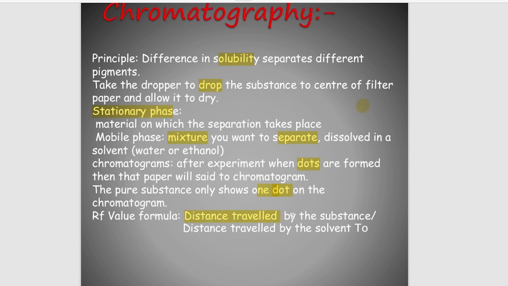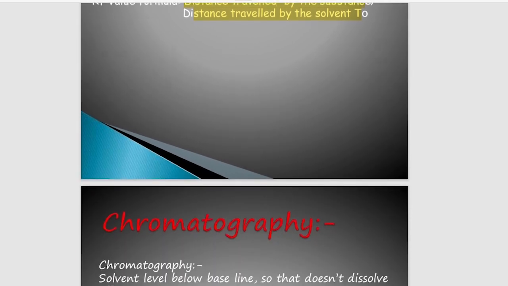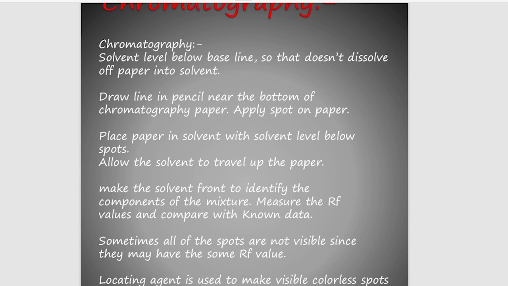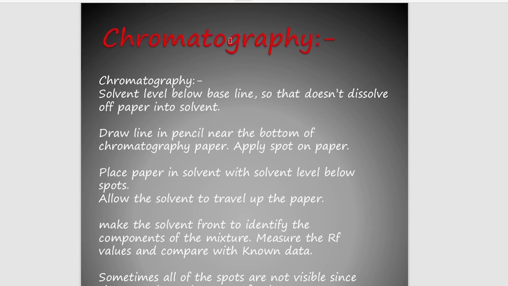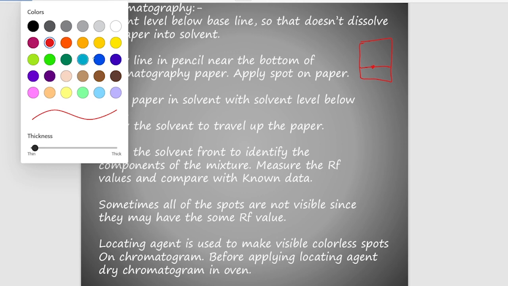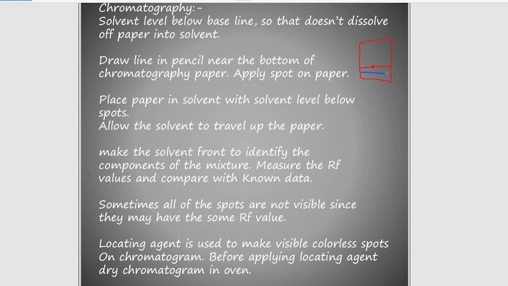So the RF value is the distance traveled by the substance divided by the distance traveled by the solvent. This is the formula to calculate the RF value. There is no unit for the RF value. We measure the distances in centimeters using a scale. So, in chromatography, the solvent level should be below the baseline. If this one is your baseline here, then your solvent level should be below it. In the question they can ask you to draw the solvent level. So the solvent level should be below the baseline.